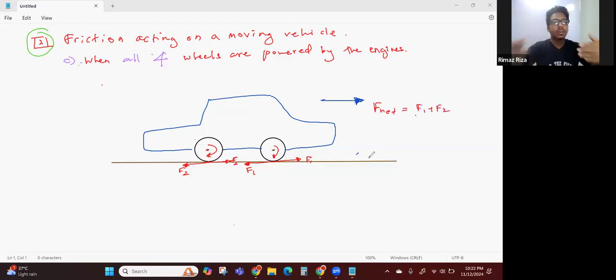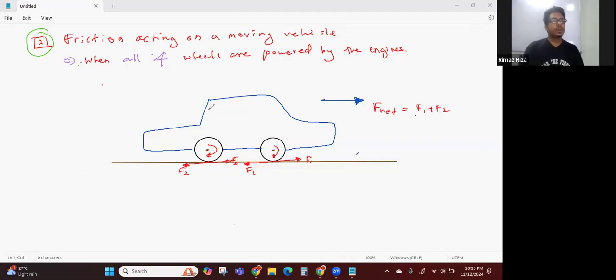Because both wheels push the ground backwards, in this case the net force is F1 plus F2. That's why even if the back wheels are in the mud and can't produce an external force in the forward direction, the front wheels can. Or if the front wheels are in the mud, the back wheels can push and move forward. That's the biggest advantage of four-wheel drive.